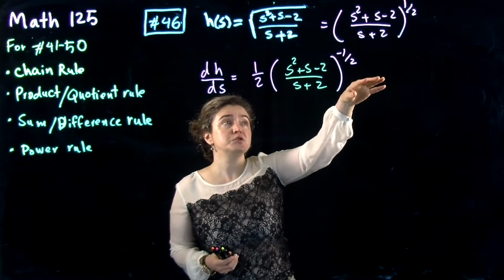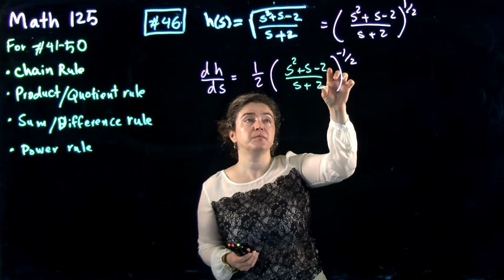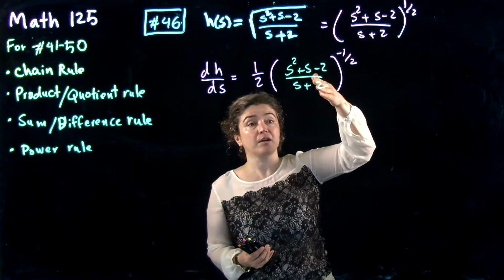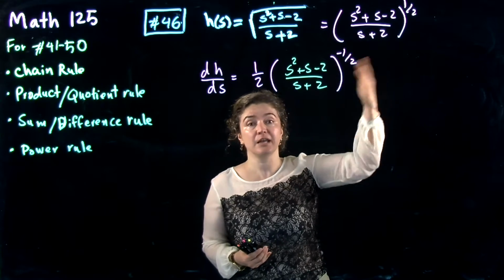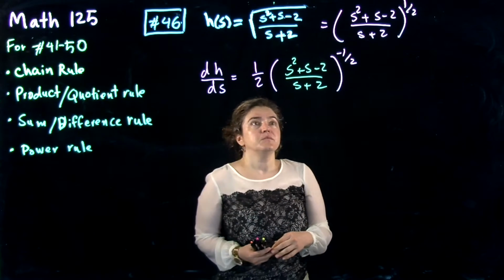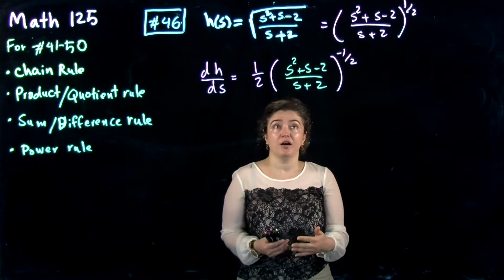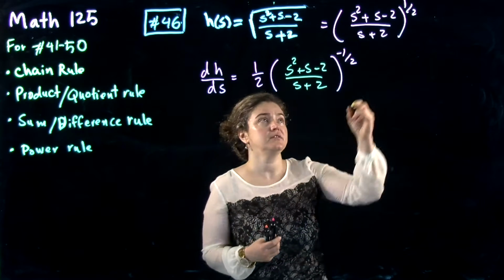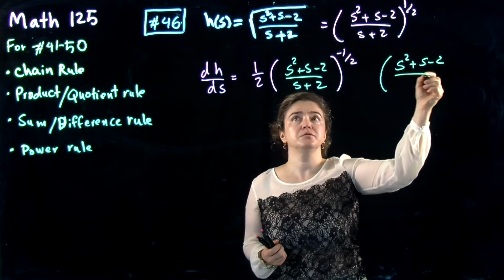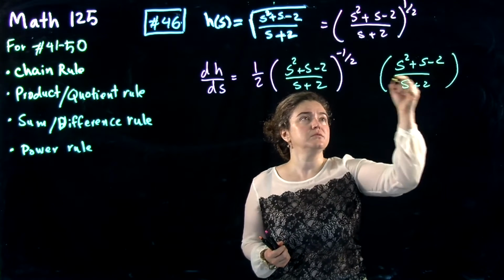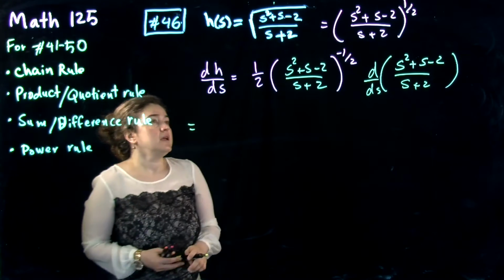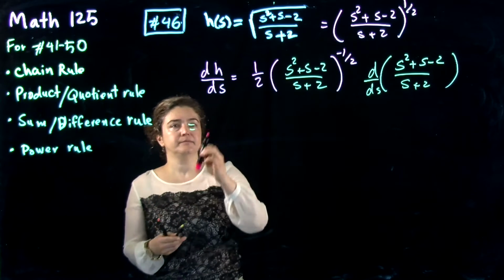So the next step to do is to do the chain rule, and then I see a chain rule because it's a composition of a power function and something inside. And inside it's not just s. So I have to take the derivative of inside. So I have to take the derivative of s squared plus s minus 2 divided by s plus 2, ds of this one. So this part's still there.